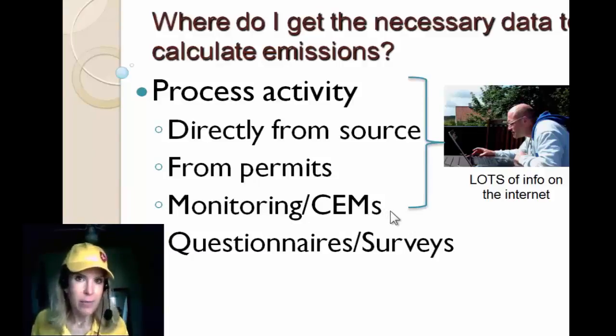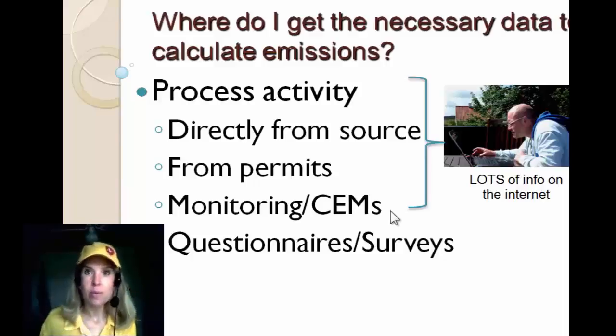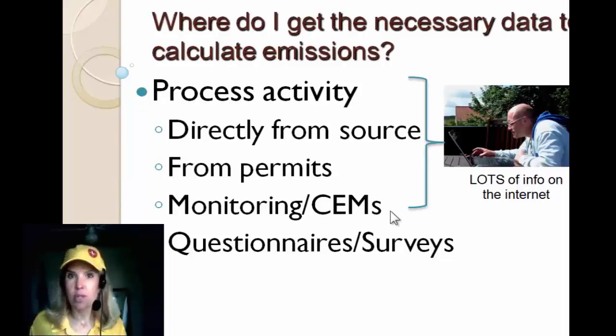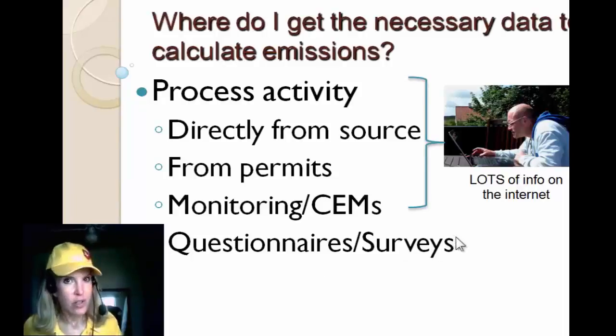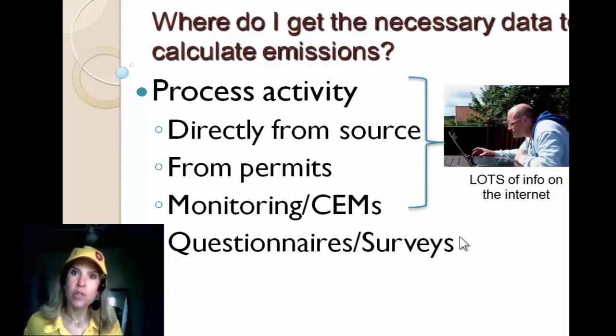A lot of times that information is available from EPA's website, or you could look at a similar facility. Questionnaires and surveys, those would be things that you would use in the case, for example, for wood stoves. If you're not sure how many people on your land use wood stoves and what kind to heat their homes, that would be something that you could find out perhaps through the use of a survey.